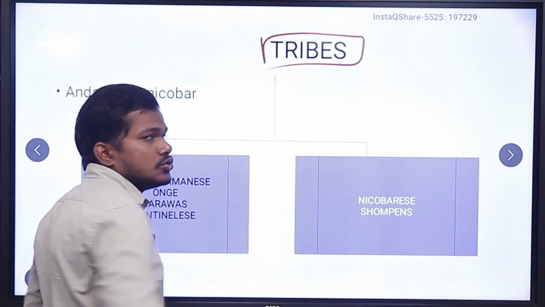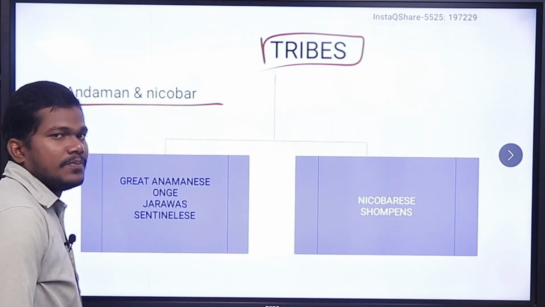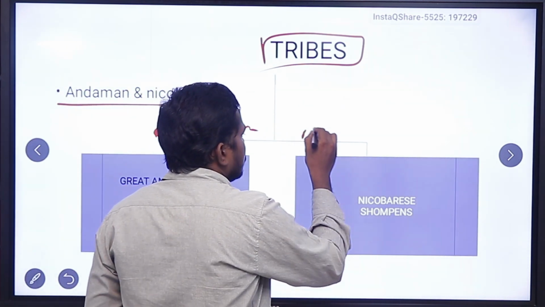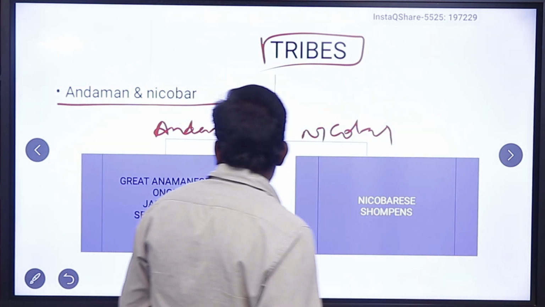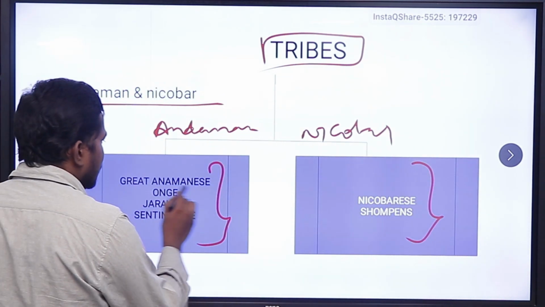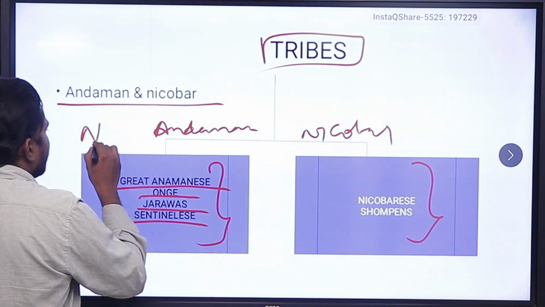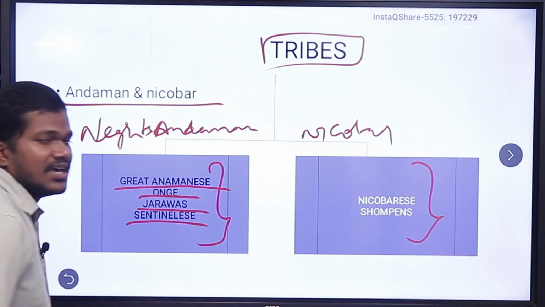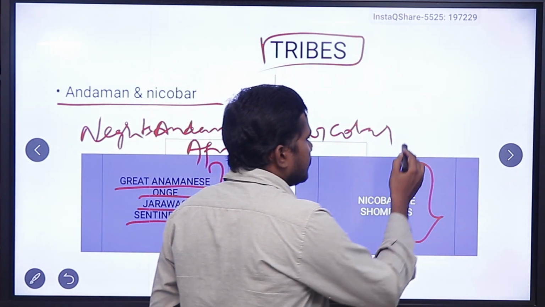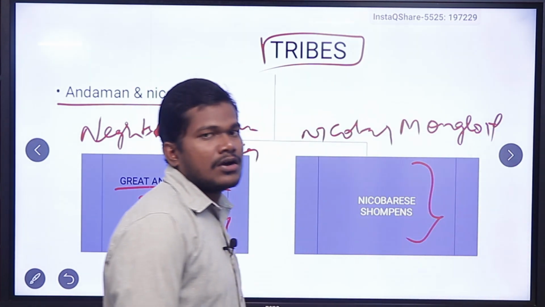So Andaman Nicobar is known for various diversified tribal people. We can classify those tribal people into 2 heads. These are the tribal people in Andaman and these are the tribal people in Nicobar. Andaman includes Great Andamanese, Onges, Jarawas and Sentinelese. They belong to the Negrito stock, which means their origin is Africa. While these people belong to the Mongoloid stock, so they belong to the Mongol region.